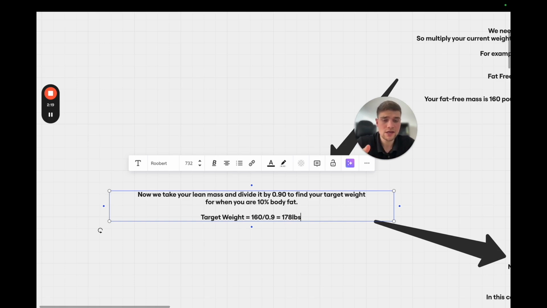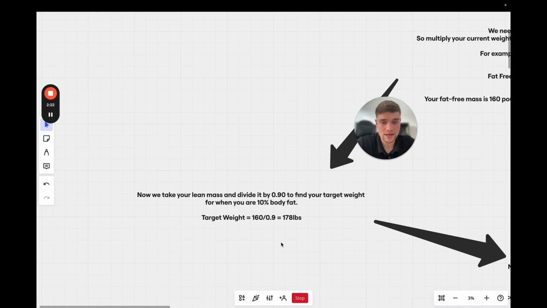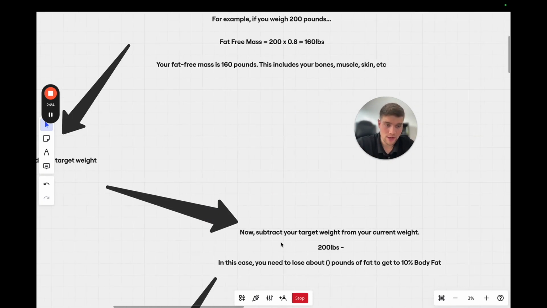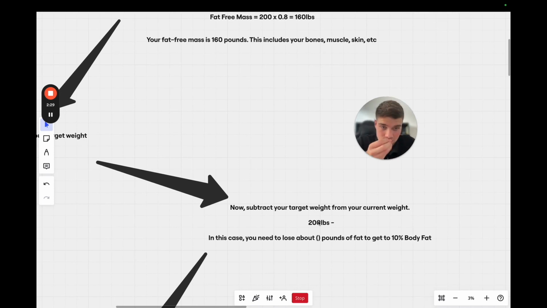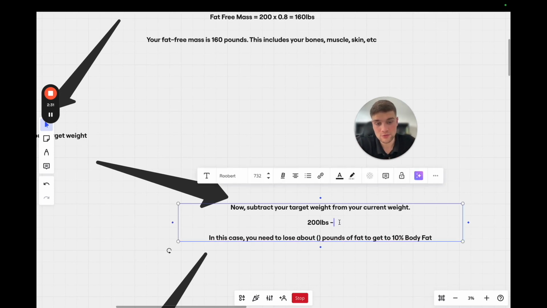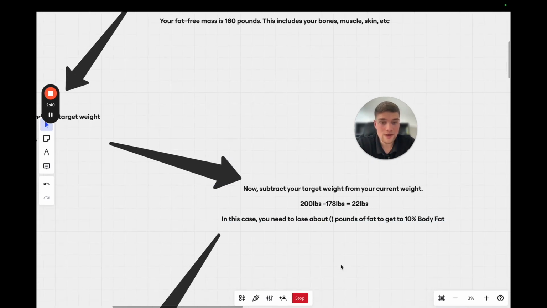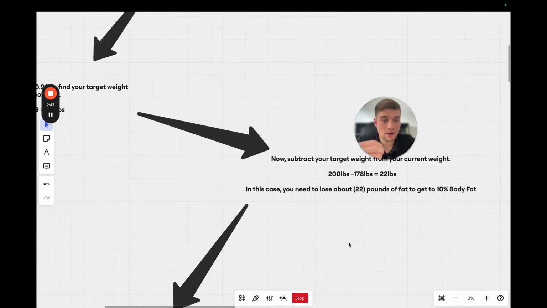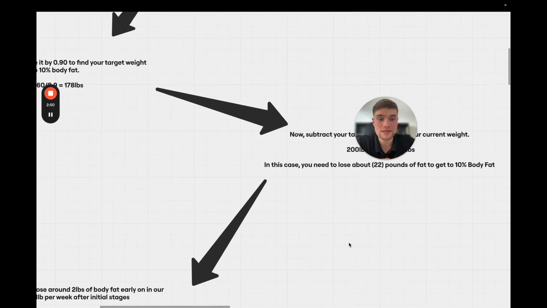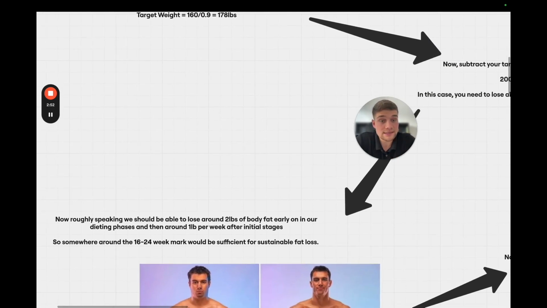So we're currently 200 pounds. To get to 10% body fat, we're going to need to weigh 178 pounds, okay? Now what we're going to do is simply subtract your target weight, so your 178 pounds, from your current weight. So 200 pounds is our starting weight, our current weight when we're 20% body fat. So minus 178 pounds, that's going to leave us with 22 pounds of body fat. So effectively, we need to be losing 22 pounds of body fat to get to 10% body fat. Really simple. That's how we work out our target weight and how much body fat we need to lose to get to that position, that target weight we want to get to.